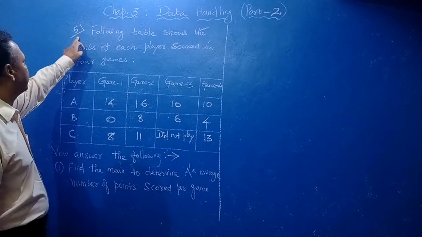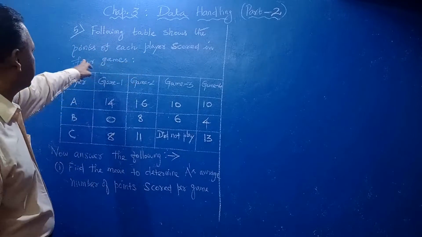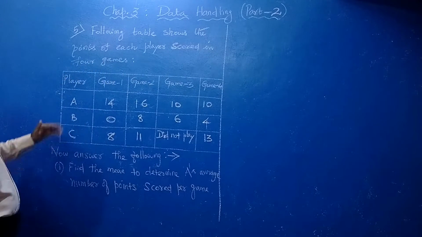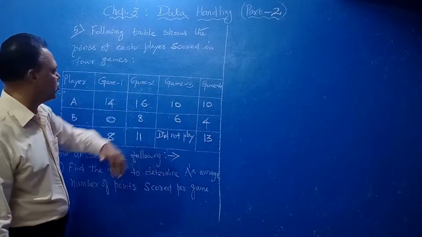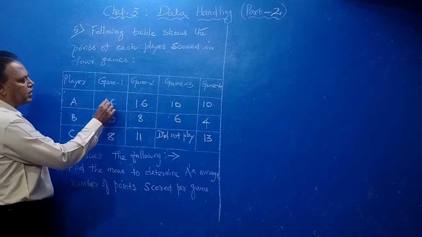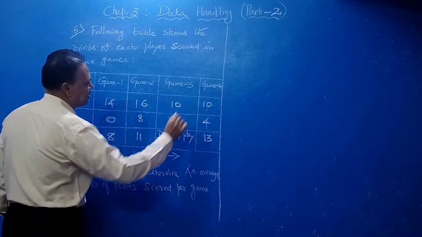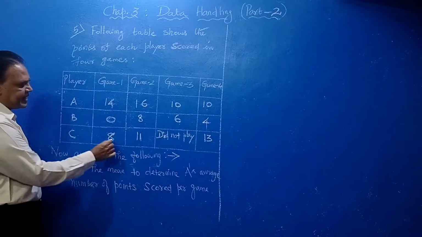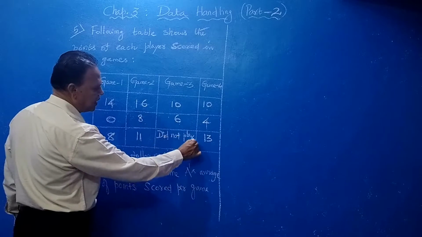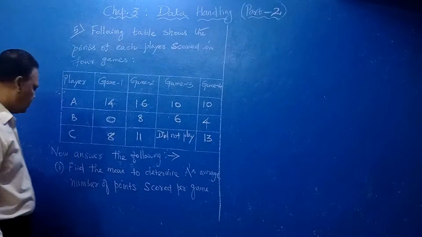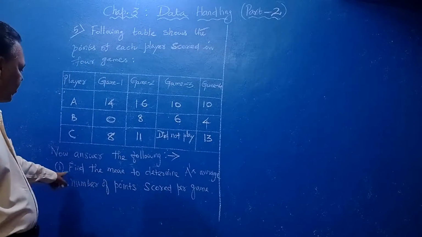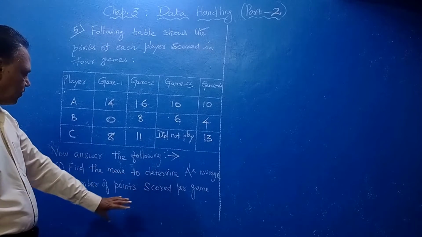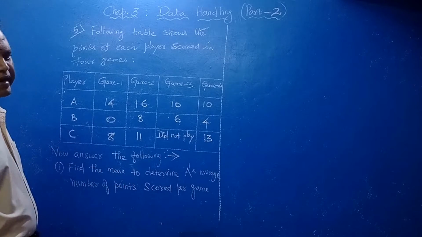See exercise, 5th problem. The following table shows the points each player scored in 4 games. Game 1, game 2, game 3, game 4. Player A scored 14, 16, 10, 10. Player B: 0, 8, 6, 4. Player C: 8, 11, did not play, and 13. Now answer the following. Find the mean to determine A's average number of points scored per game.